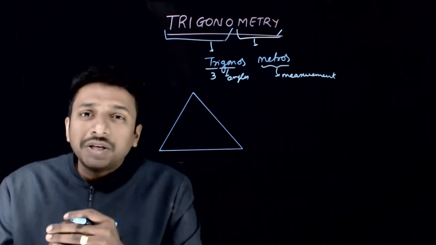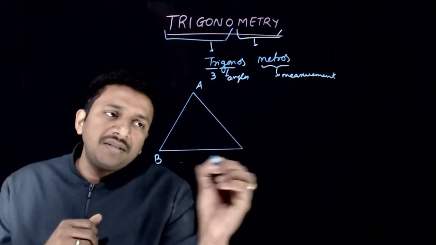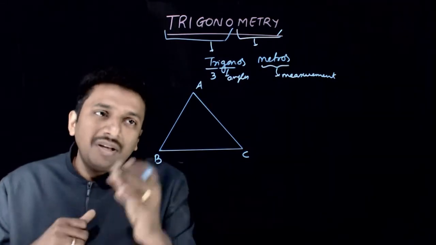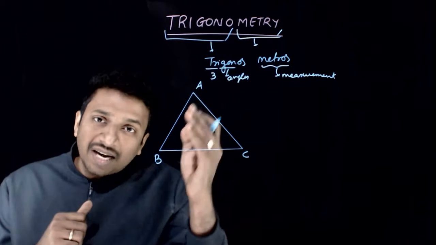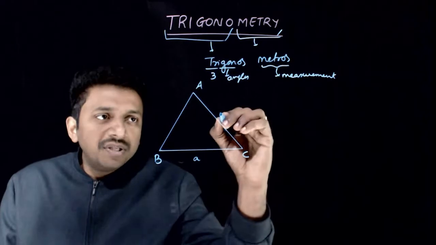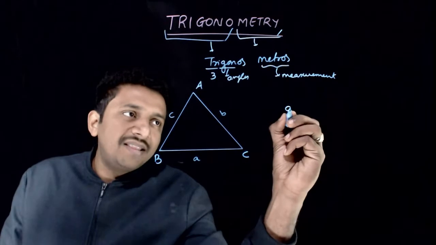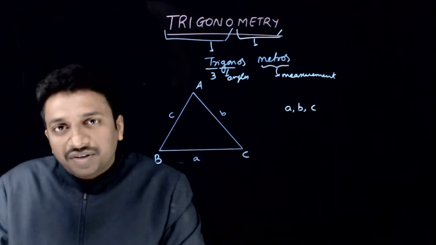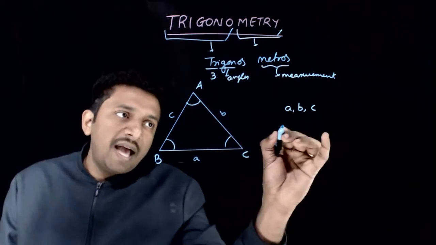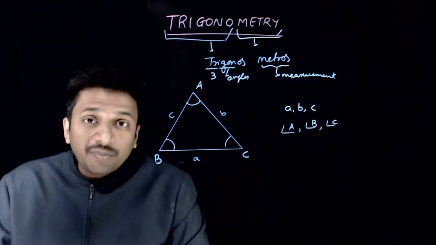So you might be wondering what measurement of a triangle is. If you take a triangle, let us call it ABC, what are the things that can be measured in this triangle? There are three sides of this triangle. Let us call the side opposite to A as small a, the side opposite to B is small b, and the side opposite to C is small c. You can also see that there are three angles of the triangle: angle A, angle B, angle C. So these are the very basic properties of a triangle.